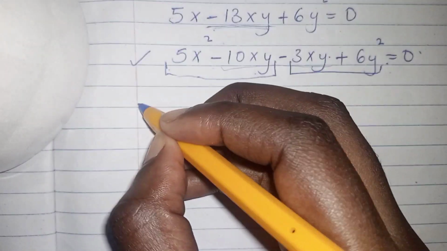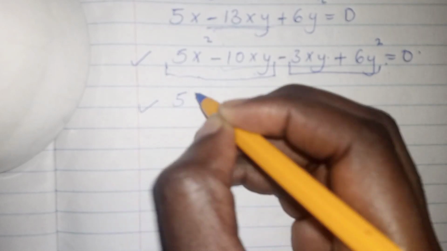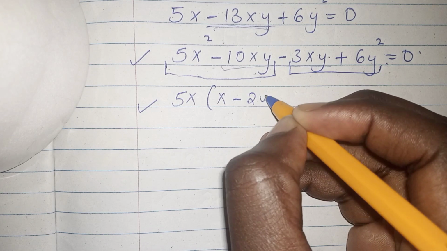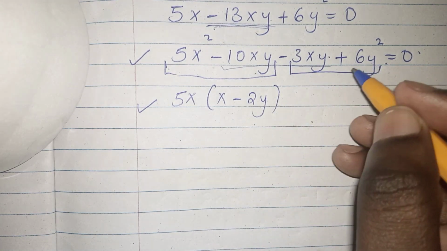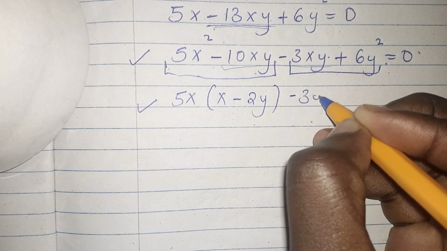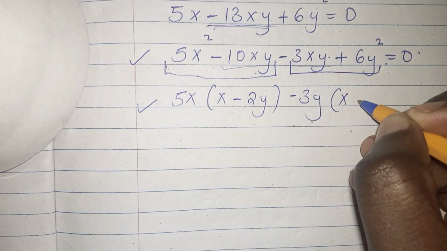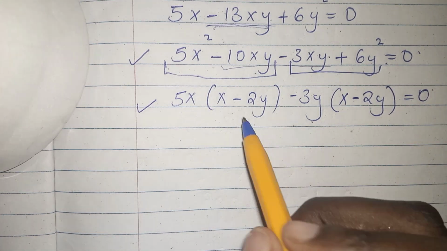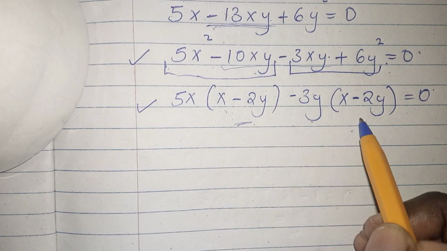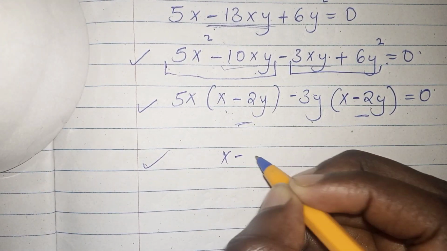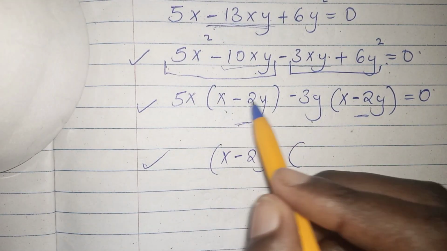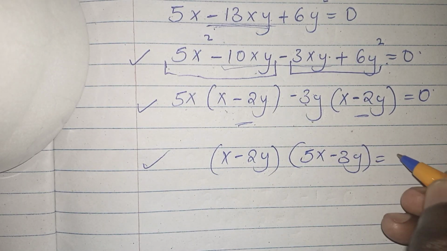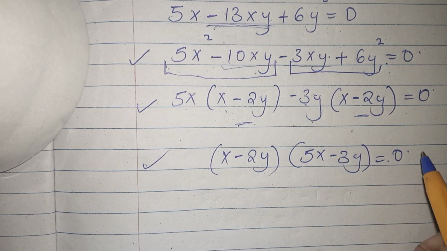So we shall now then factor out 5x. So 5x into, so this will be x minus 2y into bracket. For this case here, we are going to factor out negative 3y, and this will be x minus 2y bracket is equals to 0. So you can see x minus 2y is common. So therefore, x minus 2y into bracket, then pick what is left outside the bracket. So 5x minus 3y is equals to 0. So their product is equals to 0.